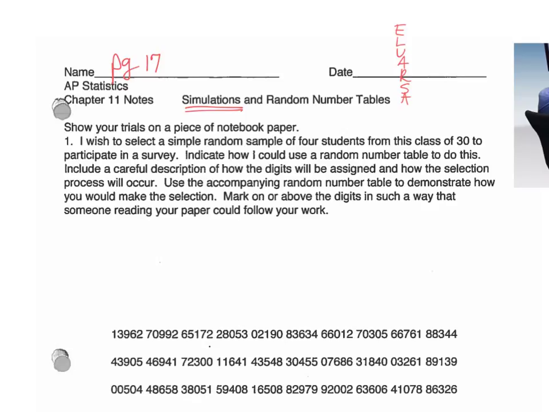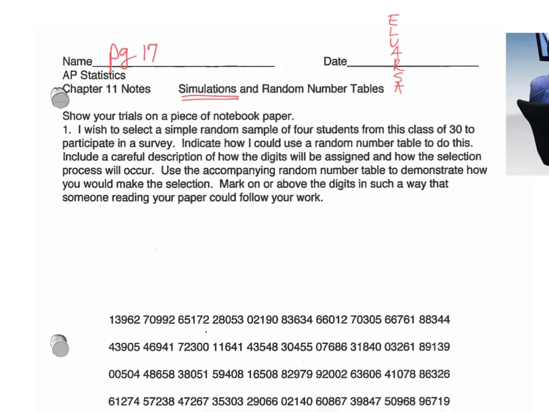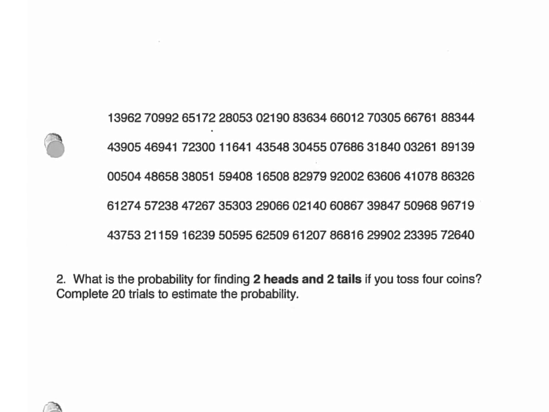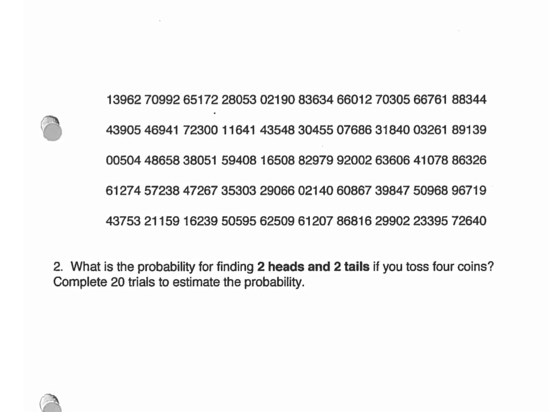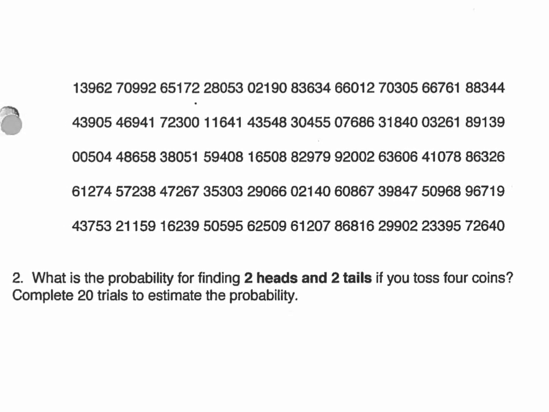But first of all, I'm going to give you an idea of what's going to be happening. We're going to be given a random number table. And we're going to be using the digits on a random number table to simulate something happening instead of actually, for example, tossing coins. So instead of actually tossing the coins ourselves, we're going to simulate the events of tossing the coins by using these random numbers.